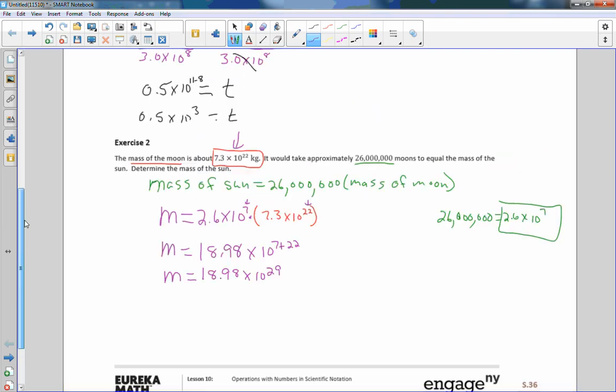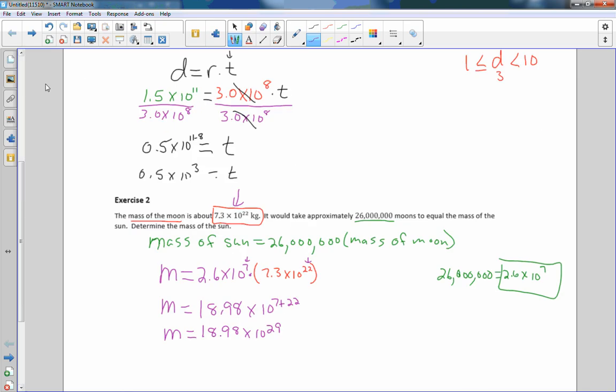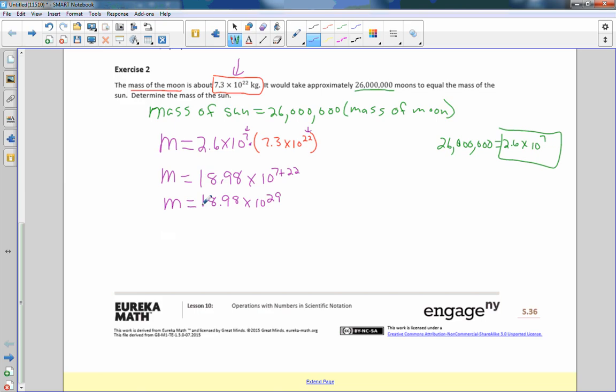Now we have to keep in mind our rule for our d, which is up here. D has to be between 1 and 10, but it can equal 1, but it has to be less than 10. 18 is not less than 10, so I have to move the decimal over. So m equals 1.898 times 10. Now we moved the decimal left one, so we have to add 1 to our exponent. And the answer is 1.898 times 10 to the 30 kilograms.